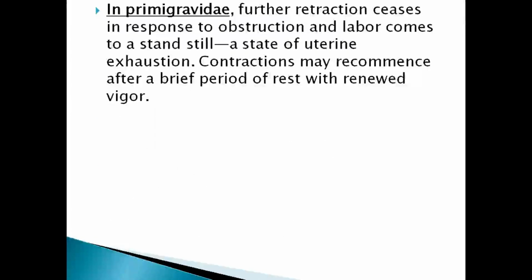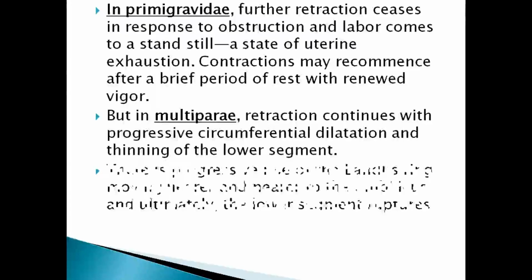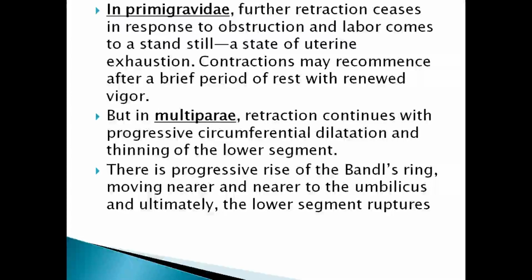In primigravida, further retraction ceases in response to obstruction and labor comes to a standstill. That is the state of uterine exhaustion. The contractions may recommence after a brief period of rest with renewed vigor. But in multipara, retraction continues with progressive circumferential dilatation and thinning of the lower uterine segment. There is a progressive rise of Bandl's ring, moving nearer and nearer to the umbilicus, and ultimately the lower uterine segment ruptures.